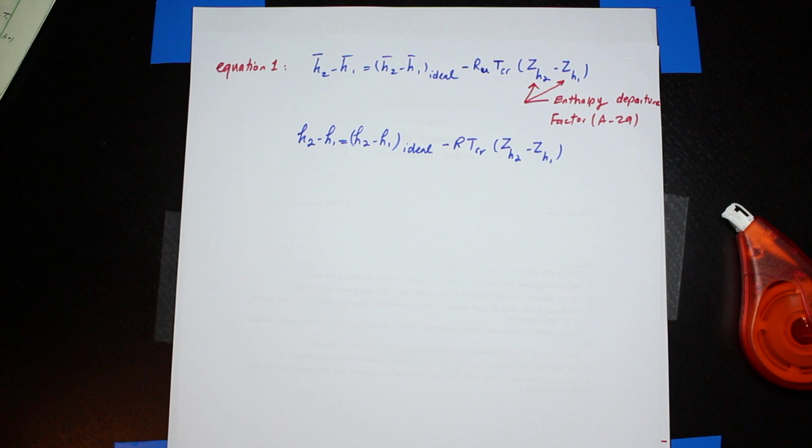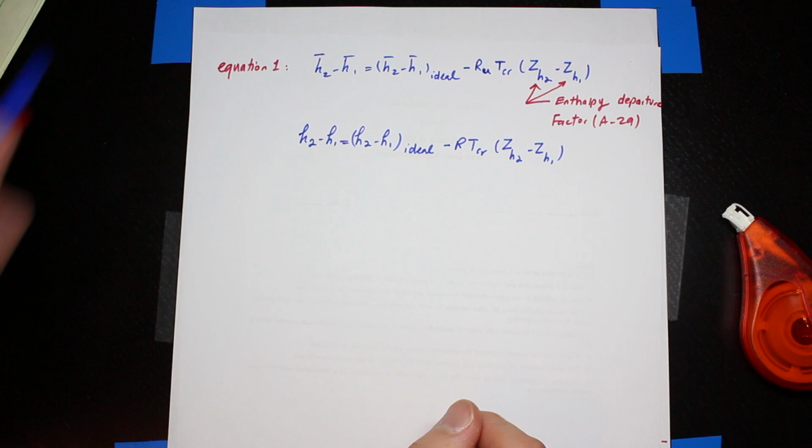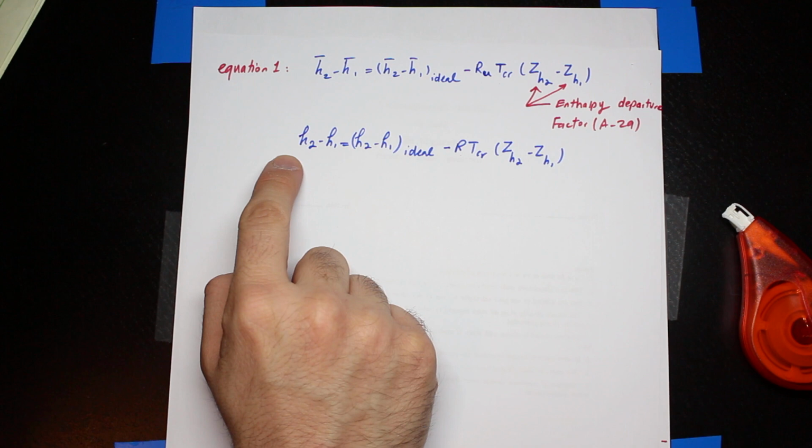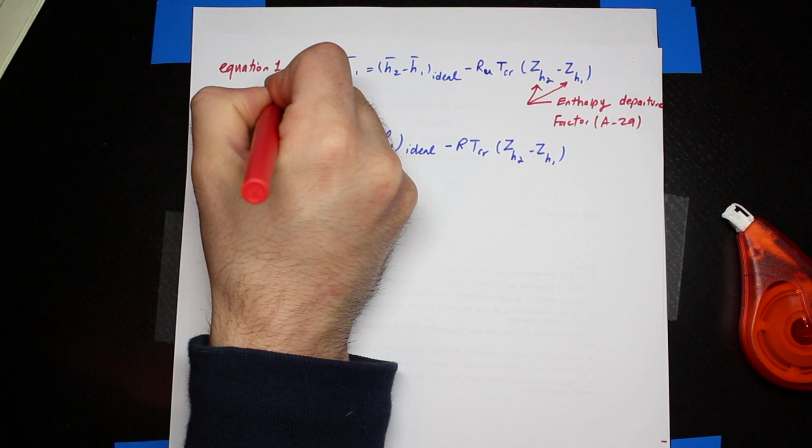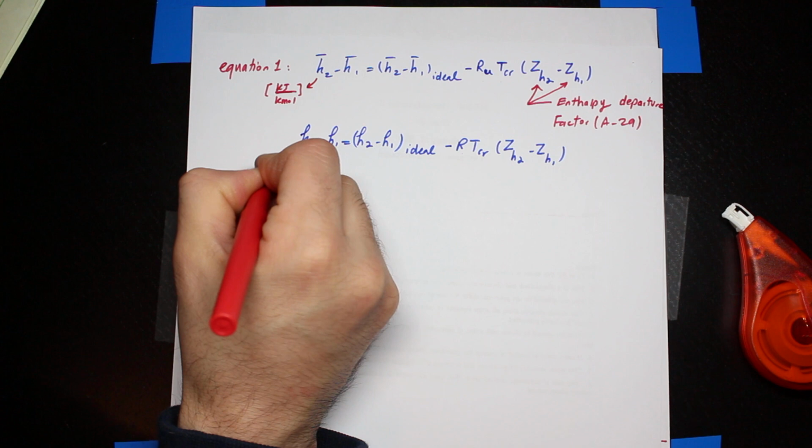The other point is about the difference between these two equations. So this H bar is kilojoule per kilomole, but this H is kilojoule per kilogram. So the unit here is kilojoule per kilomole, but this H is kilojoule per kilogram.